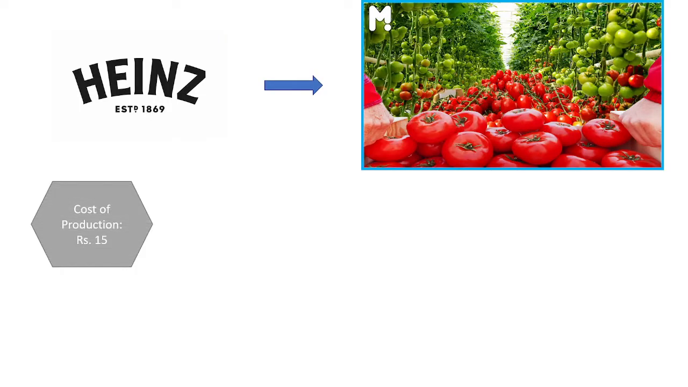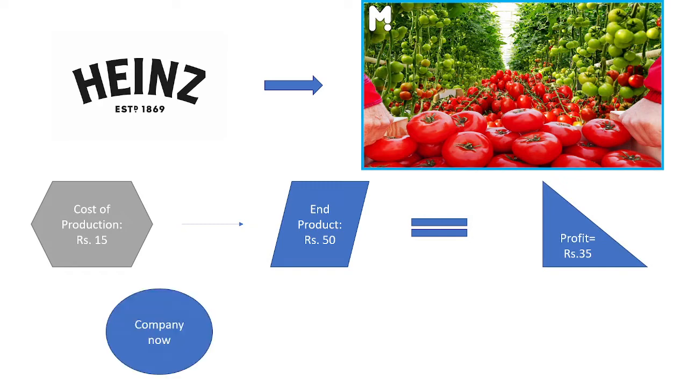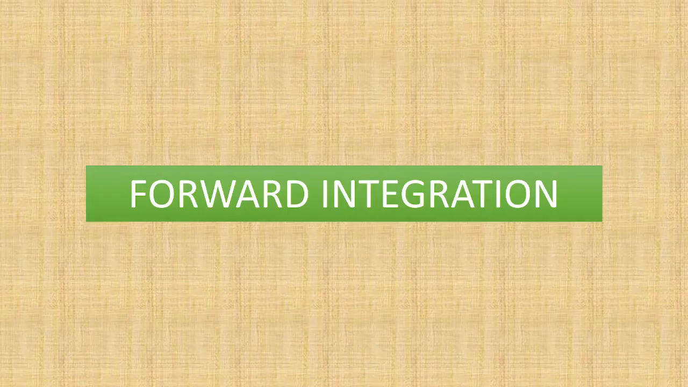Now the cost of production is 15 rupees. It goes directly to the factory and Heinz converts it into sauce. It sells the sauce at 50 rupees. Now what is the end profit? It's 50 rupees minus 15, equal to 35 rupees. So the company has higher margins, and all the people in the company are dancing around.